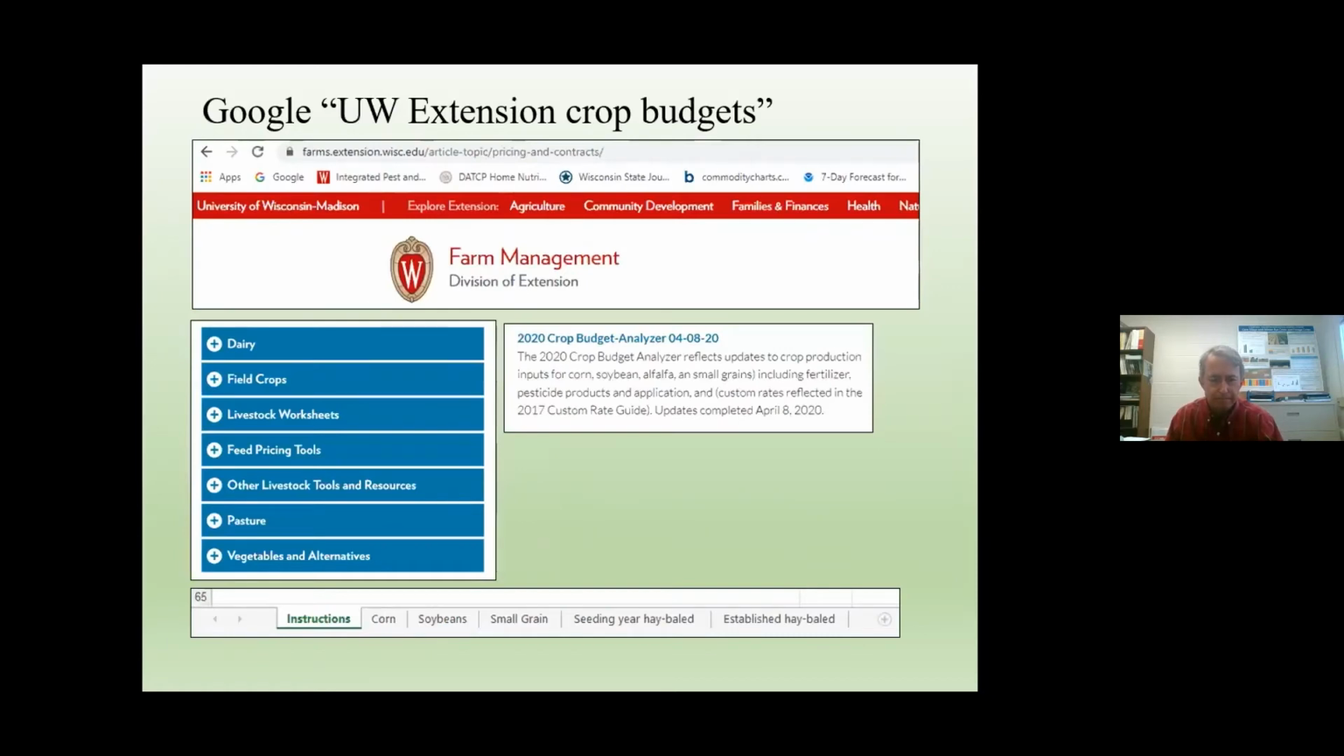Also, University of Wisconsin Extension. If you Google UW Extension crop budgets, that will take you to the University of Wisconsin-Madison Division of Extension Farm Management webpage, and there you will find a crop budget analyzer. For example, if you pick field crops, it will take you to a spreadsheet calculator, and you can select corn, soybeans, small grains, seeding year, or established hay.